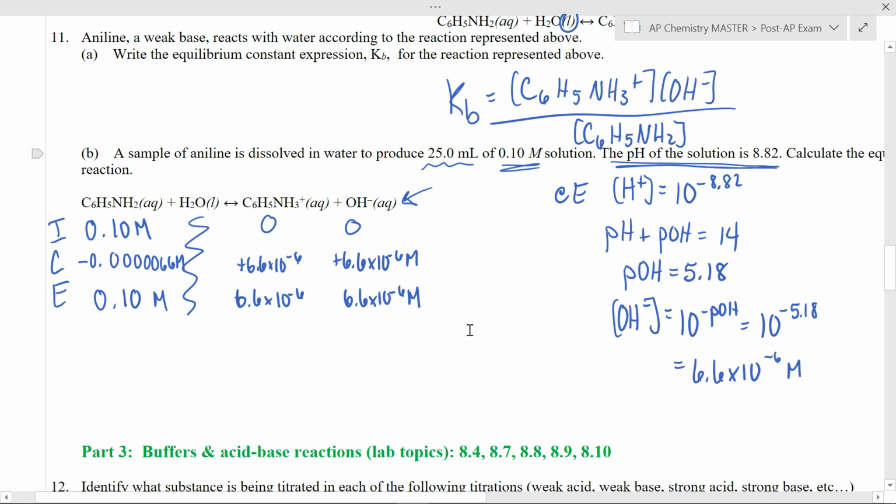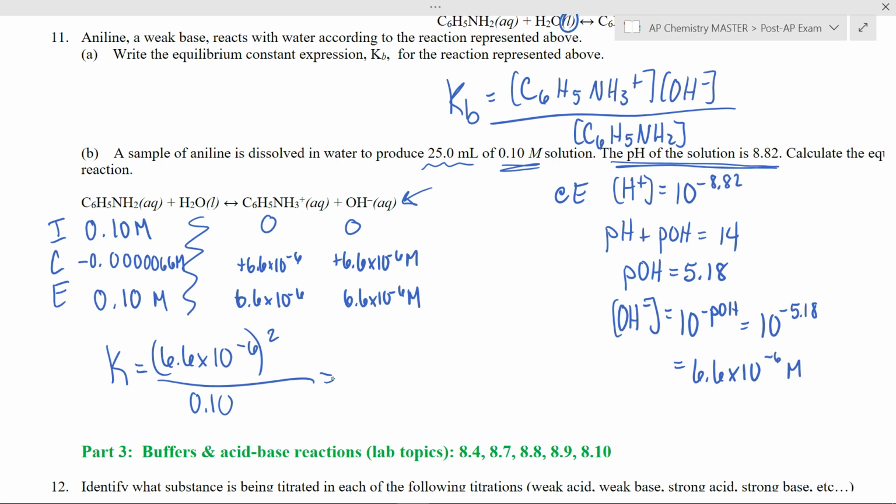Okay, so now let's figure out what our value of K is. So K is our products over our reactants. So products are both 6.6 times 10 to the negative 6. So I'm just going to write that squared, divided by 0.1. So I'm going to square that and divide it by 0.1, and I'm going to get 4.4, let's see how many sig figs I should have. 2 sig figs, it looks like, times 10 to the negative 10. So that is my value of Kb for this reaction right here.